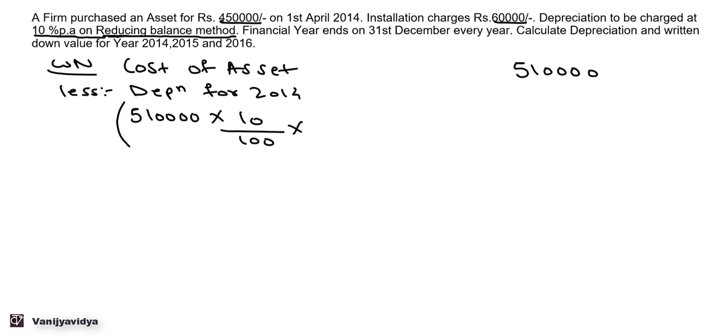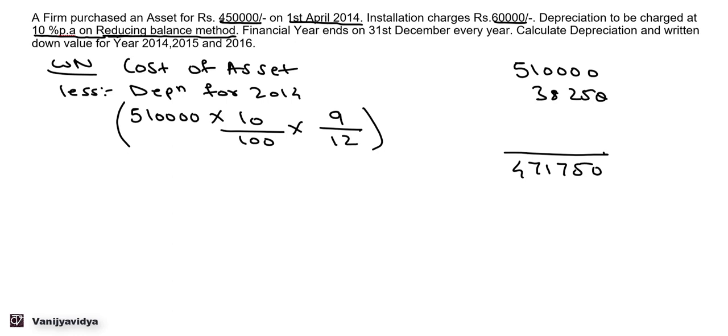Now this asset was purchased on 1st April 2014 and year ends on 31st December. So asset was used only for 9 months. 9 divided by 12. So that comes to 38,250. So 5,10,000 minus 38,250 is 4,71,750. So this is written down value as on 31st December 2014, or we can say written down value as on 1st Jan 2015.